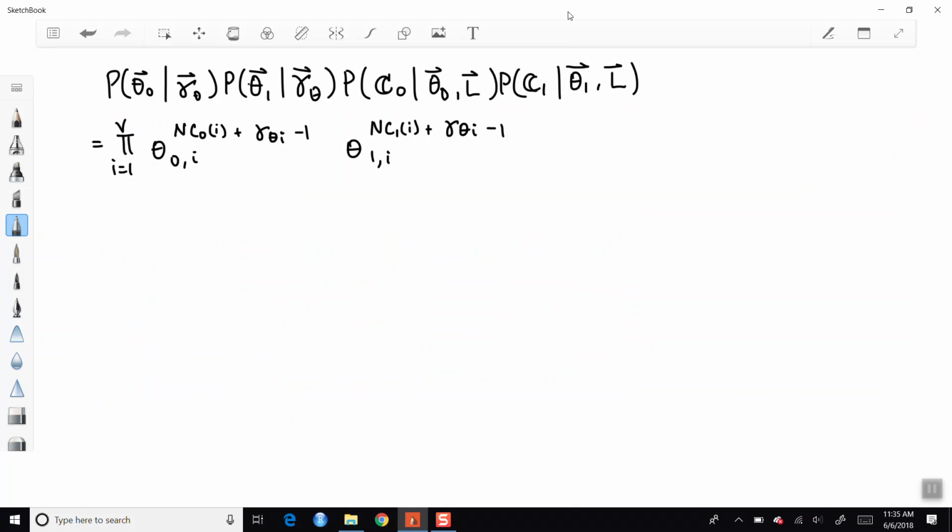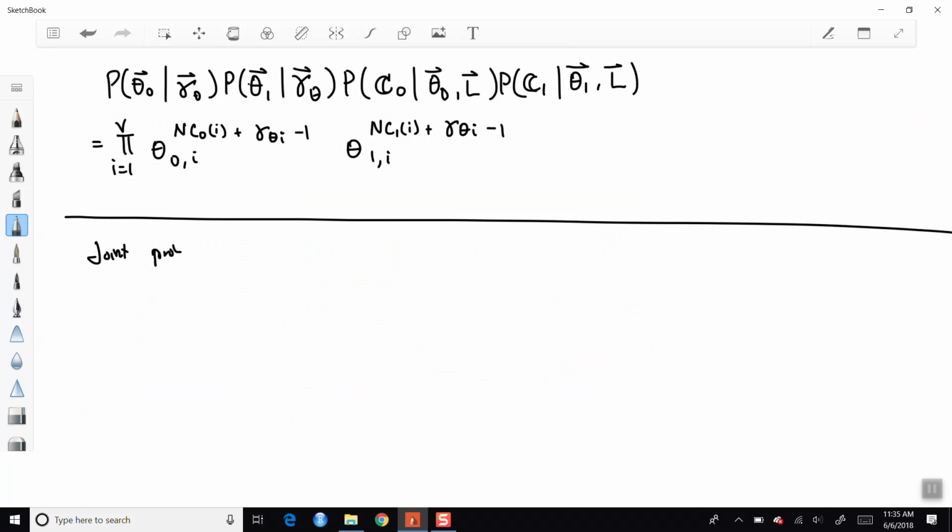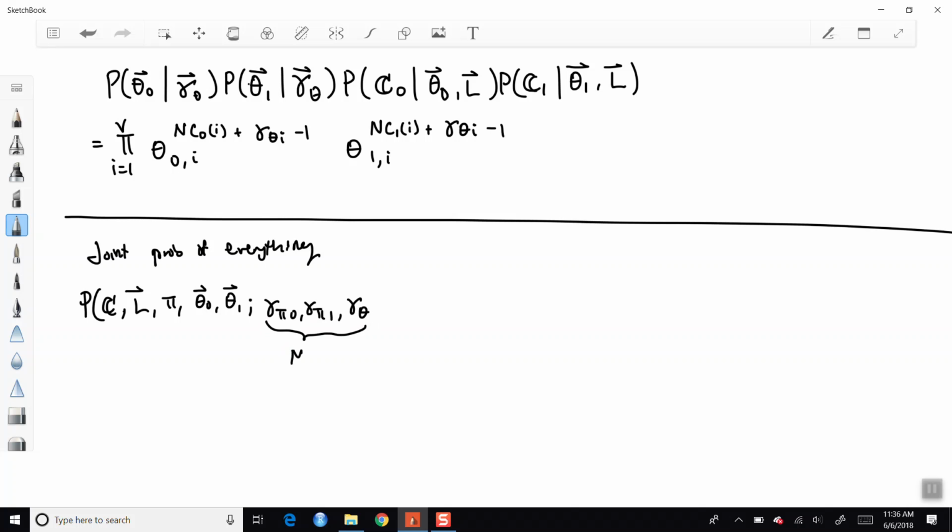Okay, and then the joint probability of everything, including the value pi, so the probability of the corpus and the labels and the pi and the theta vector 0 and the theta vector 1, and our prior values, I'm sorry, hyperparameters, gamma pi 0, gamma pi 1, and gamma theta, which the article now absorbs into this vector mu. Mu now represents the hyperparameters.